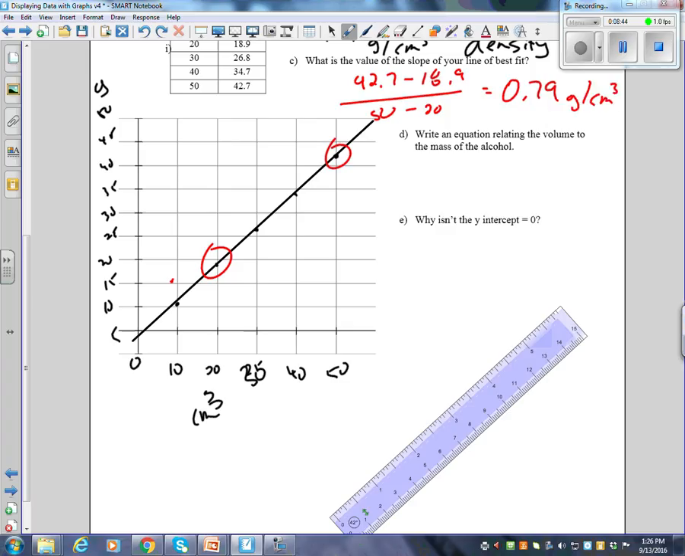Grams per cubic centimeter, exactly. Okay, so write an equation relating the volume to the mass. Now, did I do this with anyone individually the other day? Again, I have to keep asking this because I've got two classes I have to keep track of. Okay, so we're going to write an equation. y equals mx plus b. You guys have done that before, right? The y and the x stay, so it's going to be y equals, what's my m value? 0.79x. Now, what's the y-intercept?